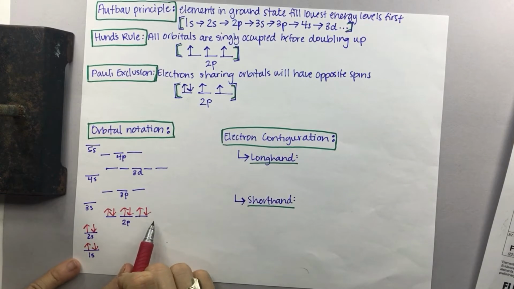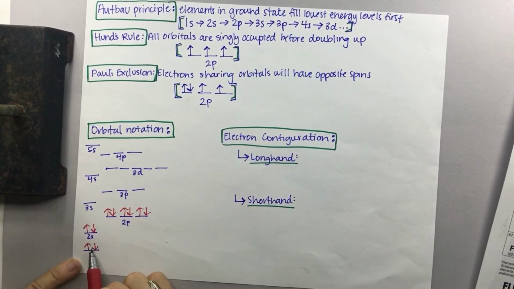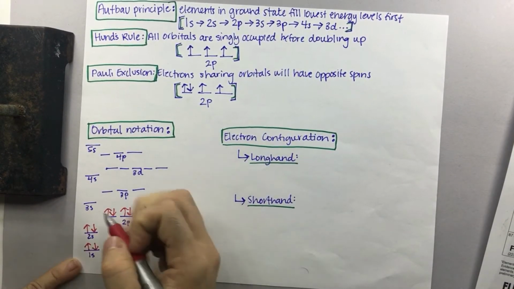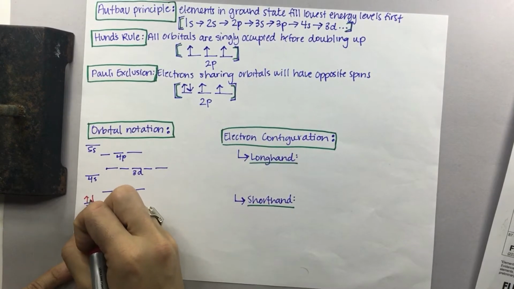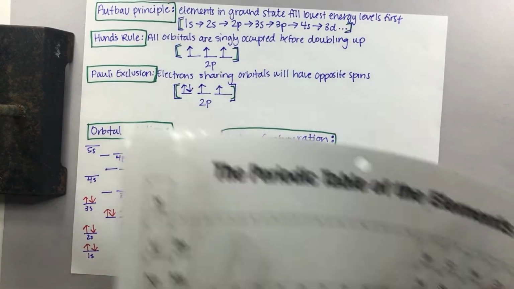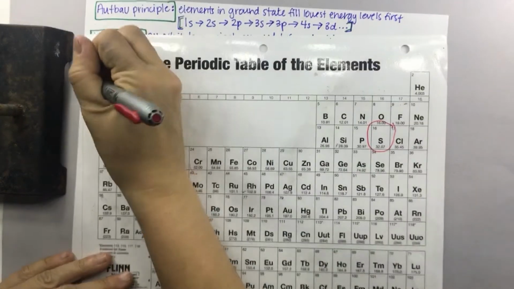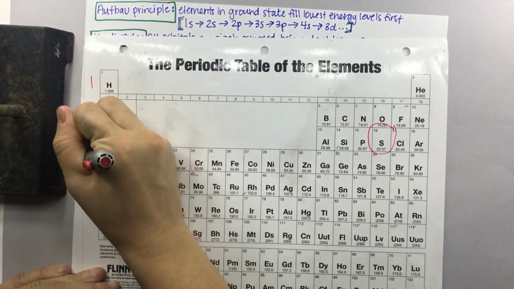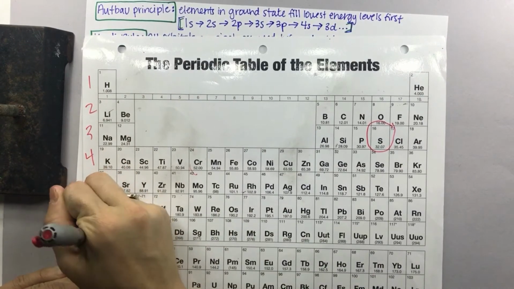So now, after 2p, we always go to 3s. So far I've used 2, 4, 6, 8, 10. My next electrons will be here, and we completely fill this orbital. Now, 3p. If we look at where sulfur is on the table, I might as well keep writing on this. So we look: 1, 2, 3, 4, 5, 6, 7.